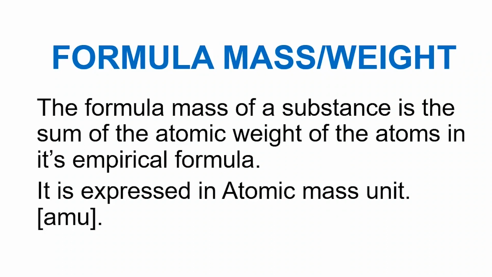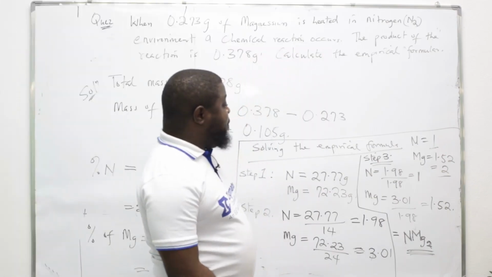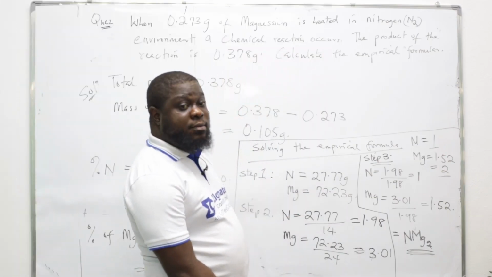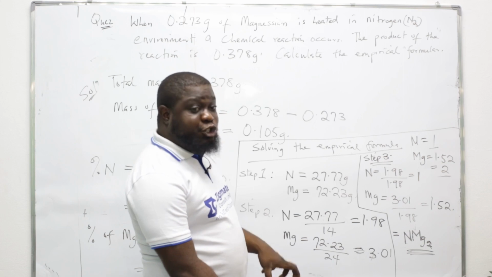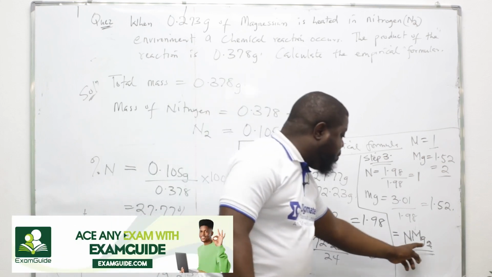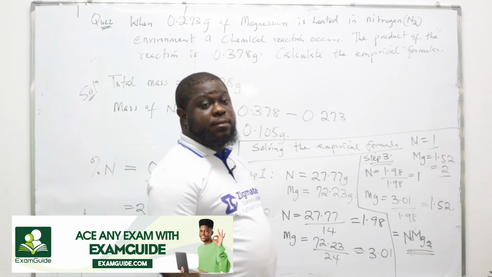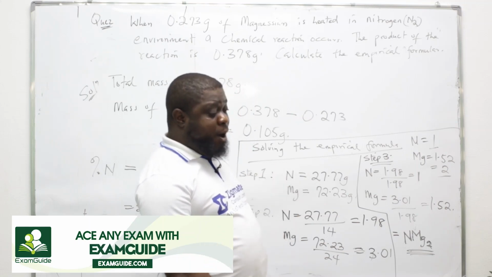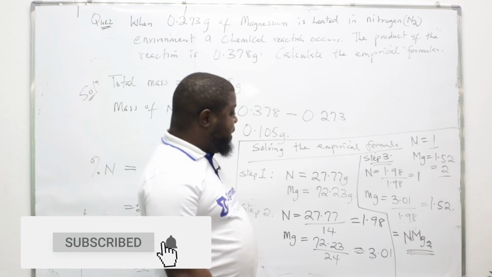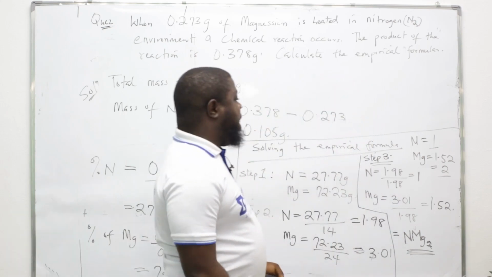Now the next one is formula mass. The formula mass of a substance is the sum of the atomic weight of the atoms in its empirical formula. It is expressed in atomic mass unit. I told you what atomic mass unit is already, so you know that. Now, we've gotten our empirical formula. The formula mass of a substance is the sum of the atomic weight. When you sum the atomic weight together, it gives you the formula mass. In essence, it is gotten from an empirical formula.